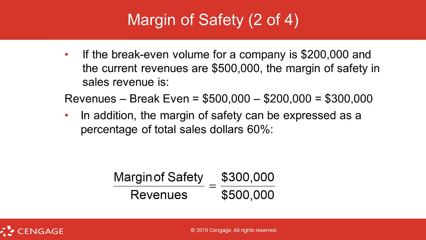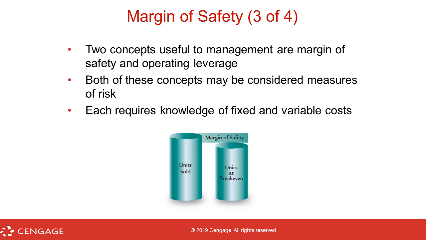You can also look at that as a percentage. That would just be the margin of safety divided by the revenues. So $300,000 divided by $500,000. That's 60% margin of safety we have. So if for some reason our revenues were to decline $100,000, we would still be profitable. Margin of safety lets a manager quickly figure out how close to break even they are and if any change in price is material to profitability or loss. So we call a margin of safety a measure of risk.